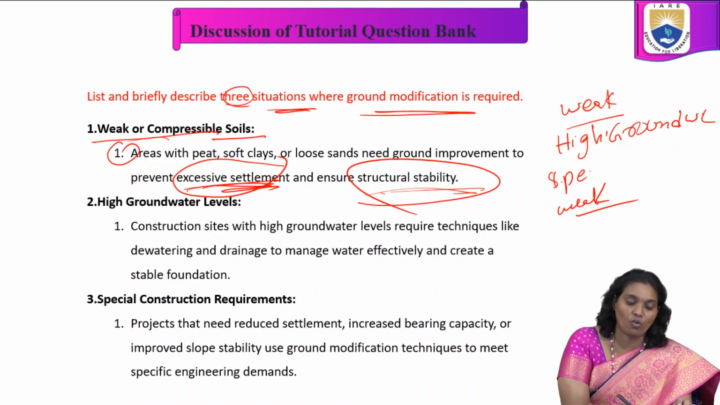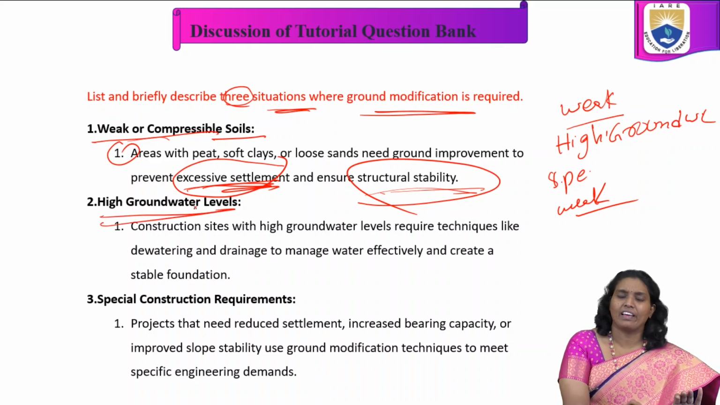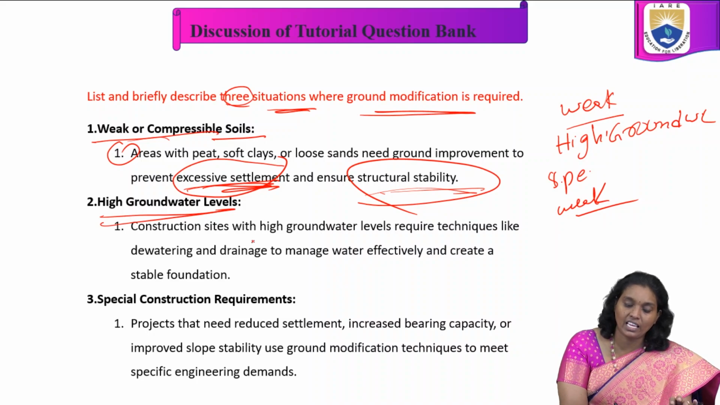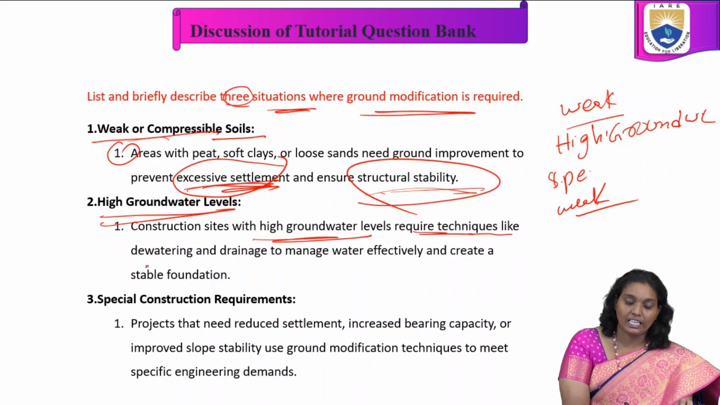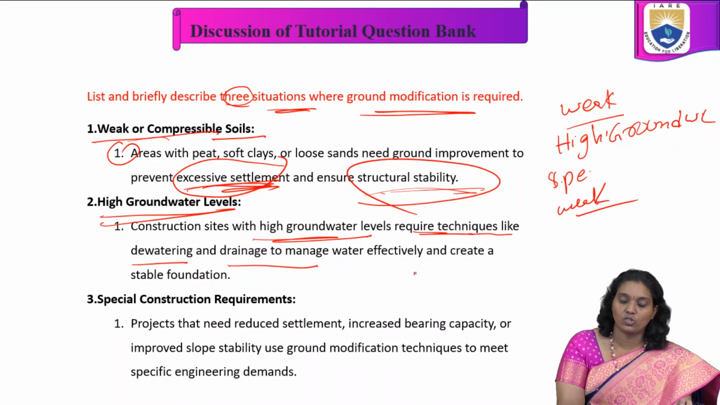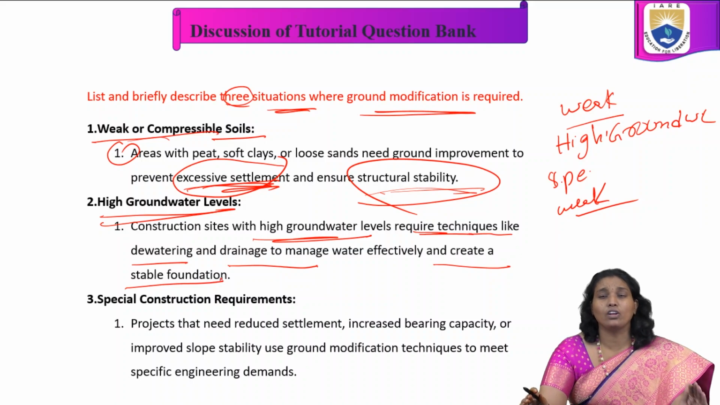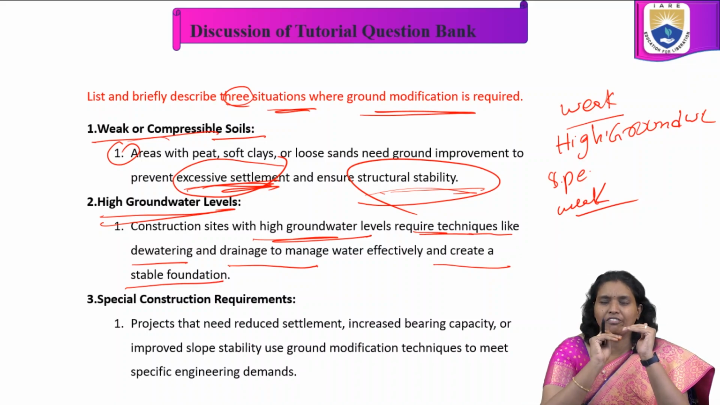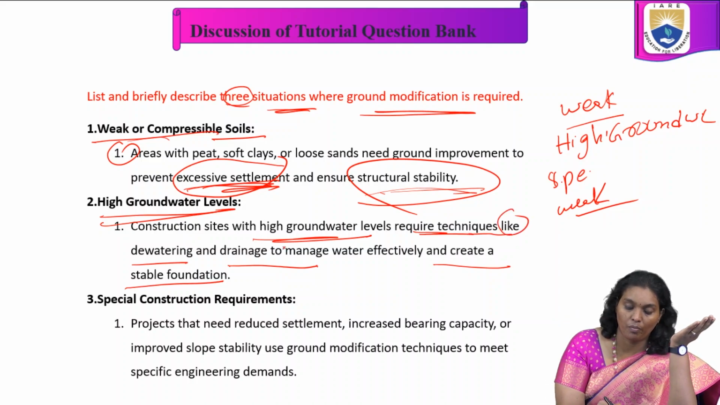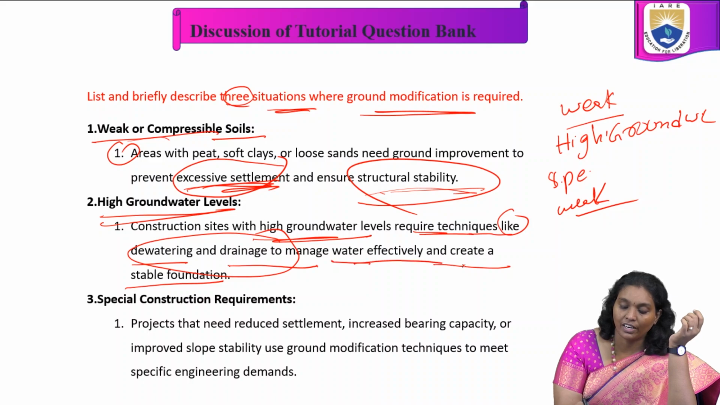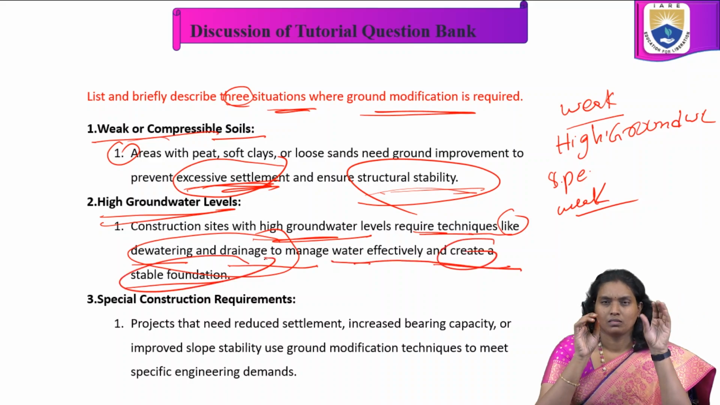Now high groundwater level. Construction sites with high groundwater levels require techniques like dewatering and drainage to manage water effectively and create a stable foundation. So in high groundwater level, what are the problems we are facing, and using which type of technique? It may be mentioned or not, it is no issue. Finally, manage effectively and create a stable foundation. So this is the thing.